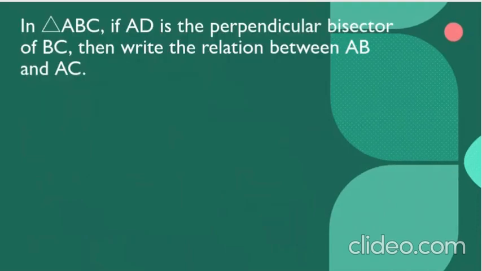Now see this. In a triangle ABC, if AD is the perpendicular bisector of BC, then write the relation between AB and AC.